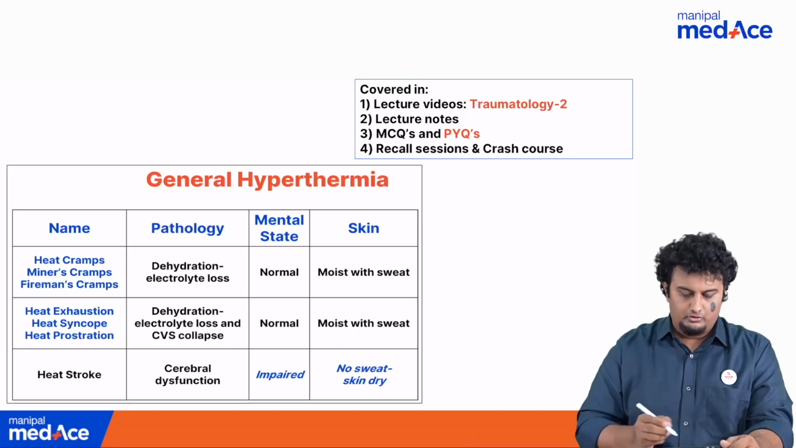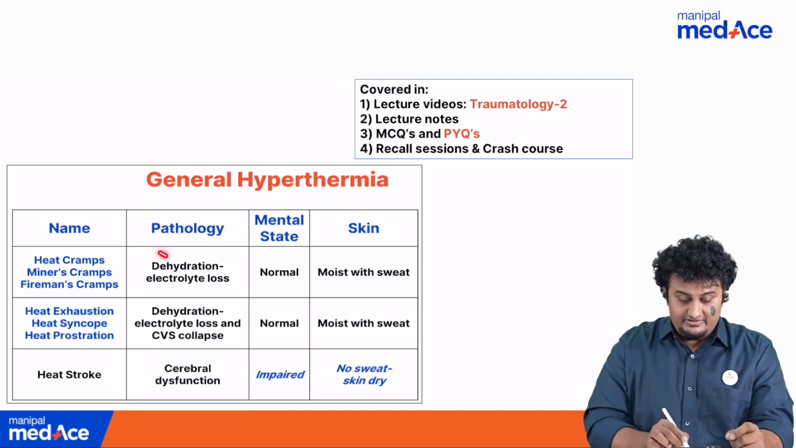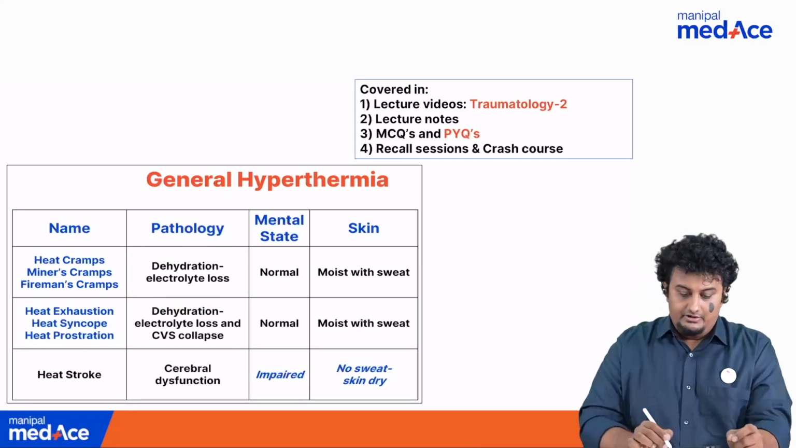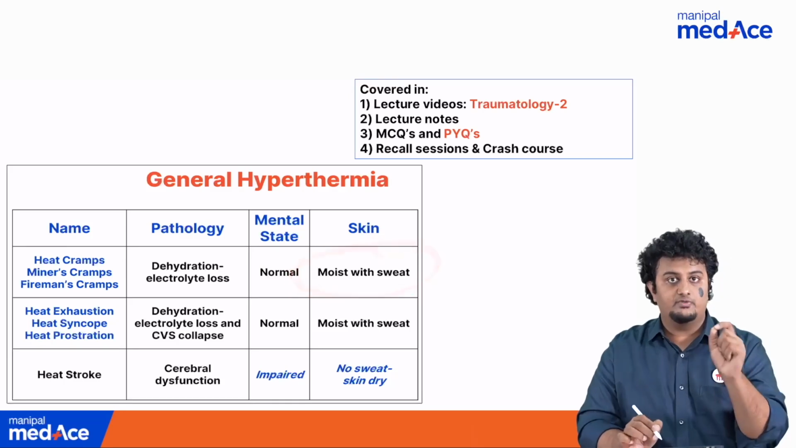I hope that you're able to note over here, heat cramps, also known as fireman's cramps. The main thing that's happening here is electrolyte loss through dehydration. Mental state will be normal, very important. Skin will be moist with sweat.